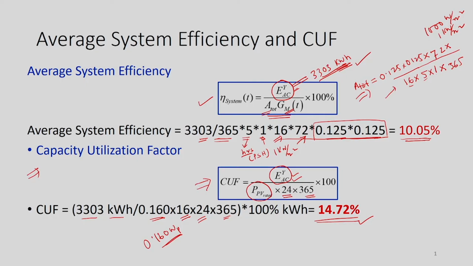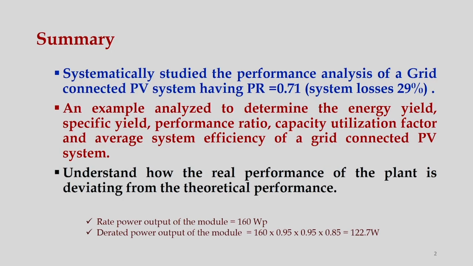Now, let us summarize what we have discussed in today's class. We have systematically studied the performance analysis of a grid connected PV system having a performance ratio of 0.71. What does it indicate? It directly indicates the system losses, which are about 29%. It is 1 minus 0.71, which is 0.29, and if we multiply it by 100, it becomes 29%. So, this performance ratio is an important parameter to know the system losses.